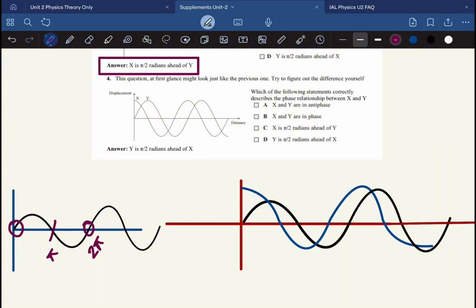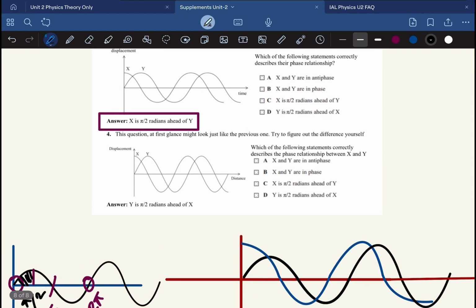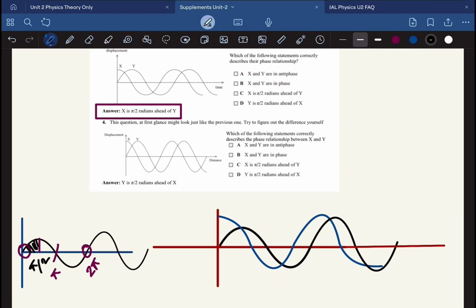And if we talk about only this half part, only this region, this is said as pi by 2, right? This is known as pi by 2. Now we can denote this blue graph as our x and the black graph as our y.